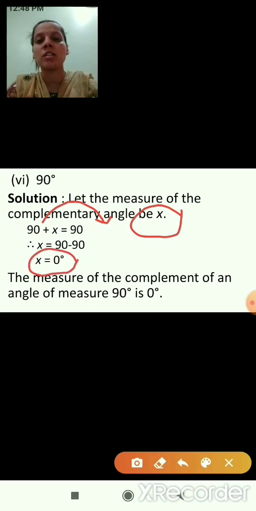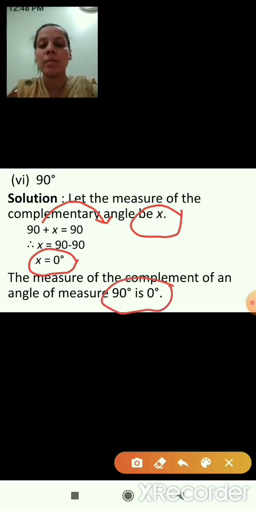What is the complementary angle of this 90 degree? 0 degree. Why? Because the sum of the two angles should be 90. So the first angle is 90, so the other angle should be 0 degree. The measure of the complement of an angle of measure 90 degree is 0 degree. 90 plus 0 is equal to 90. I hope you are clear with the sixth sum.